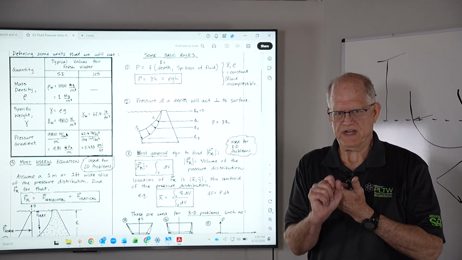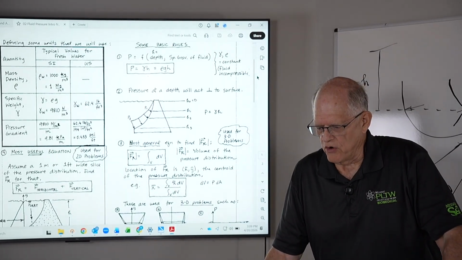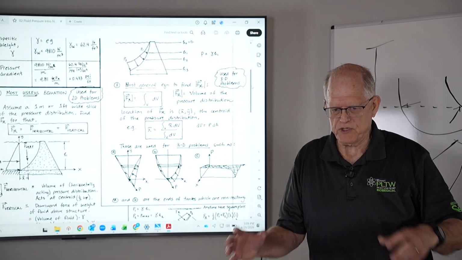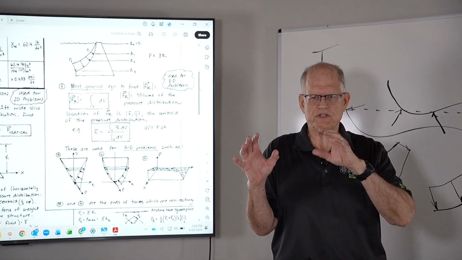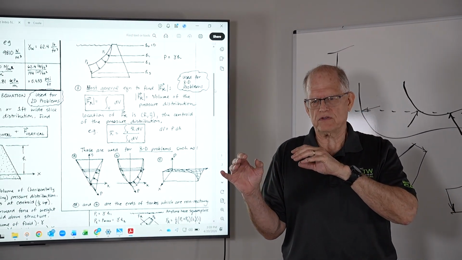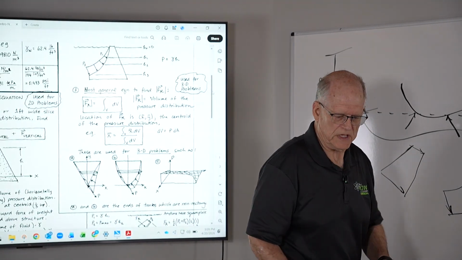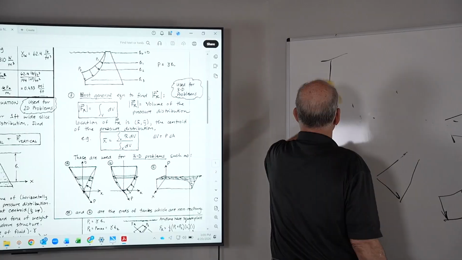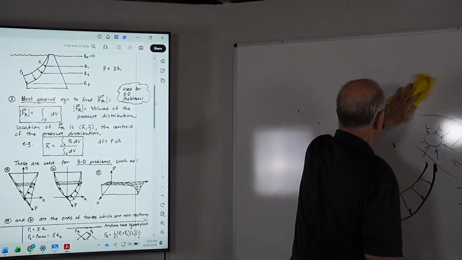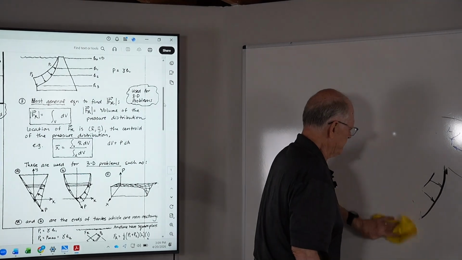So pressure is a function of depth. Number two, it acts perpendicular to a surface. So the problem in this particular unit, what we're trying to do is find the resultant force. And so the most fundamental fluid pressure problem is finding the volume of the pressure distribution.